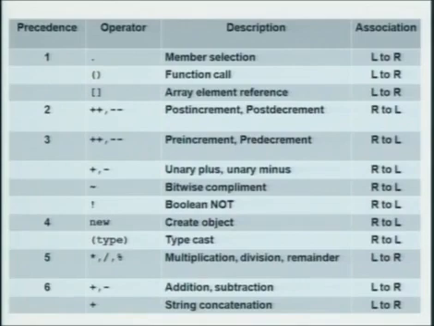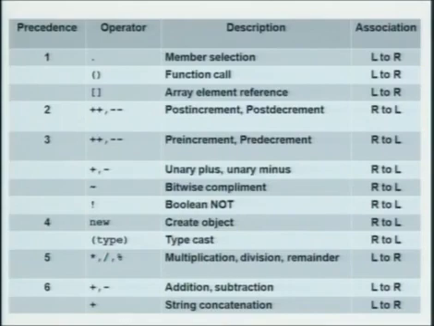The member selection, the dot operator we have just seen, has the highest precedence. Wherever the dot operator is used, that expression is solved first and then the remaining others. Function call and array element have the same precedence given over here. They all have the same associativity, that is left to right. In the same way, the second precedence is given to post increment and post decrement operations, which are plus plus and minus minus. Then pre increment and pre decrement, unary plus, unary minus, bitwise complement, boolean not.